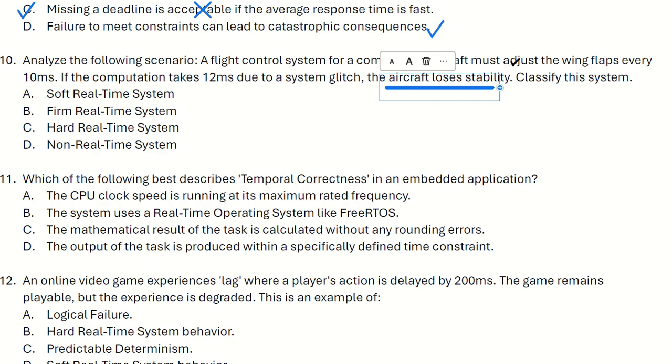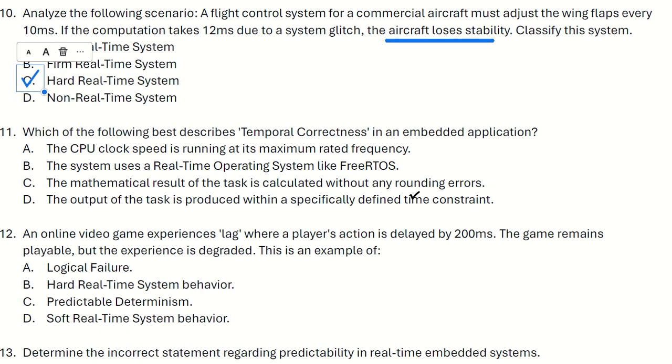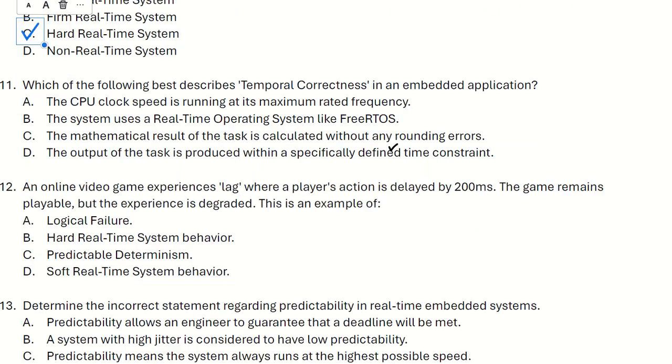If they said the aircraft still maintains acceptable stability, it could be firm. Soft means it can still maintain. Firm means it can maintain acceptable stability. But now it has lost stability already, so it's going to crash. That's why it's hard real-time. This question is quite straightforward. Because the computation took longer, it missed the deadline. So that's why it's a hard real-time system.